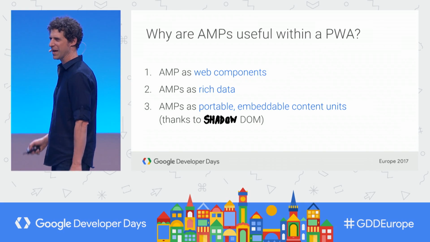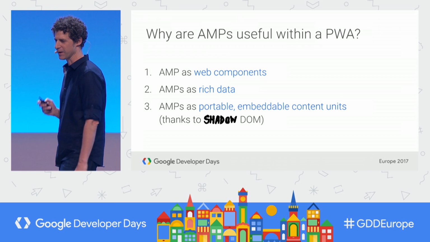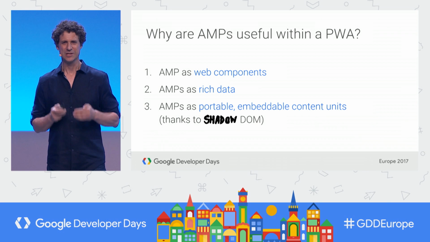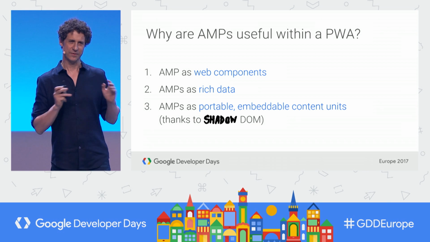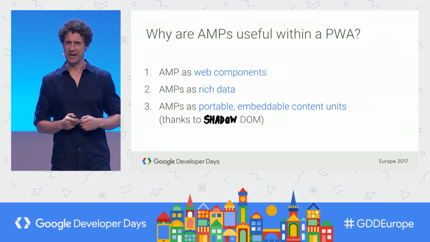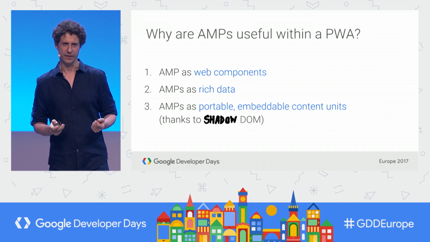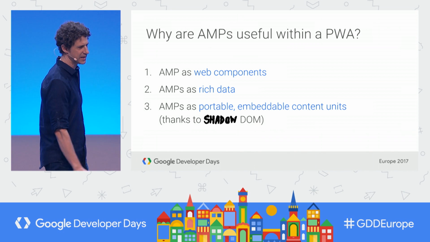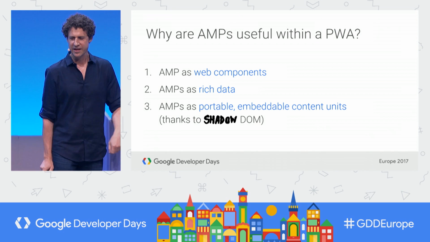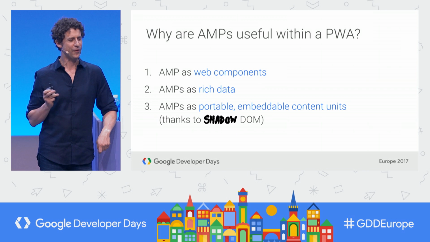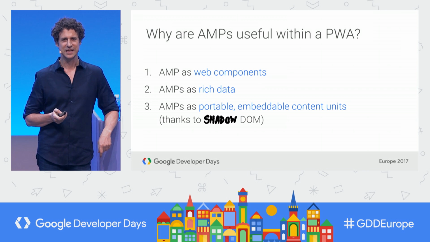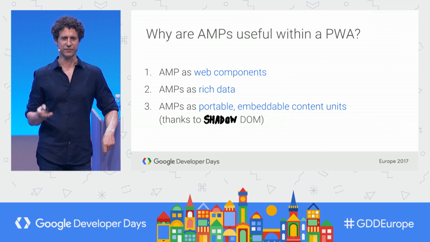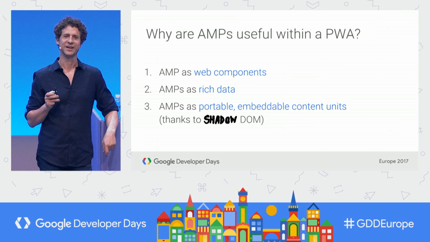So why are AMPs useful in a progressive web app context? Let's discuss a couple of ways AMP can be used that haven't been used so much so far, but ways AMP is starting to be used now, which play on AMP's strengths as a web components library. First of all, we'll discuss how AMP can be used as web components. Second, as rich data. And third, AMP pages can be portable, embeddable content units that you can embed in other pages, thanks to the magic of Shadow DOM.